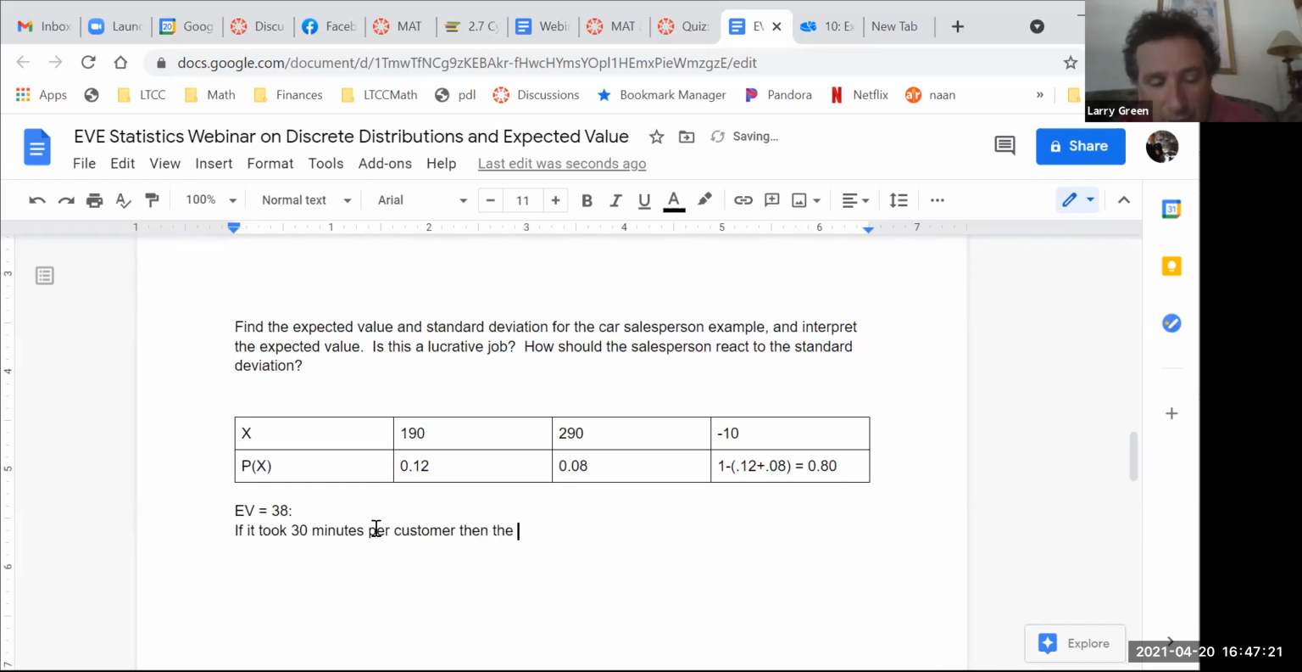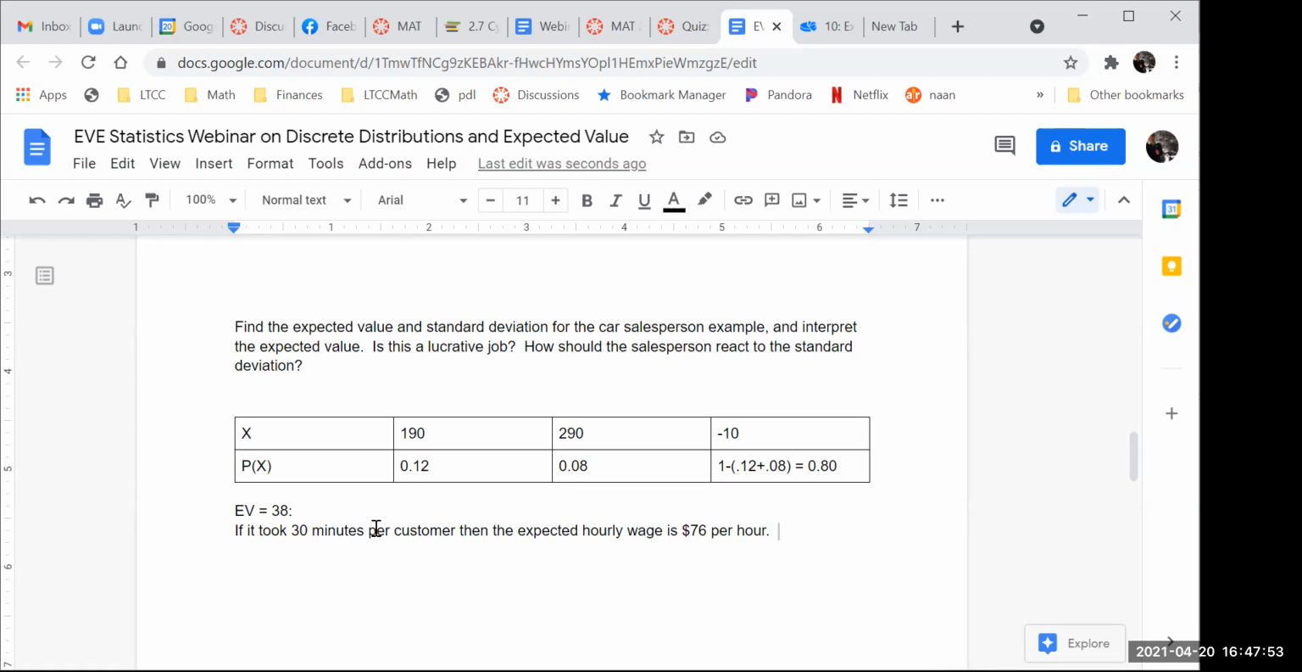the expected hourly wage is, again, 38 times 2 is 76. $76 per hour. Okay. Would you take that job if you're looking for money? What do you think? Is that good wages, or maybe your job makes a lot more? Hell yeah, I would. Not enough.